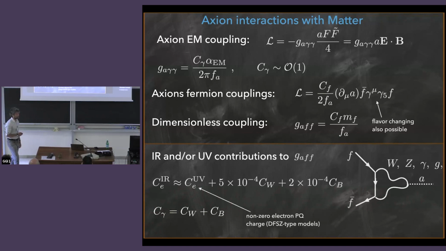And also importantly for this talk, this contribution should be there. It should be there because there can be UV contributions to this operator, but even if there aren't UV contributions to this operator, there are IR contributions coming from one-loop processes, such as this one shown here, assuming the axion couples to W's and Z's. So the IR contribution is the UV one, which could be order one, and then these small loop-suppressed contributions here, where C_W and C_B are the couplings to SU(2) and to U(1).